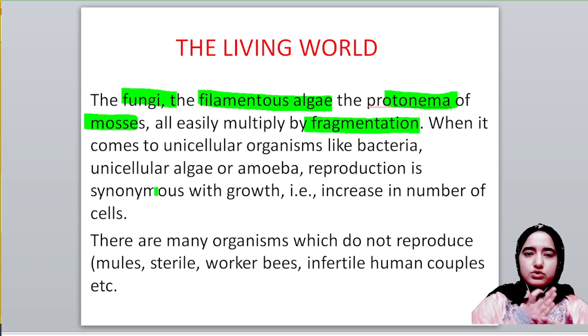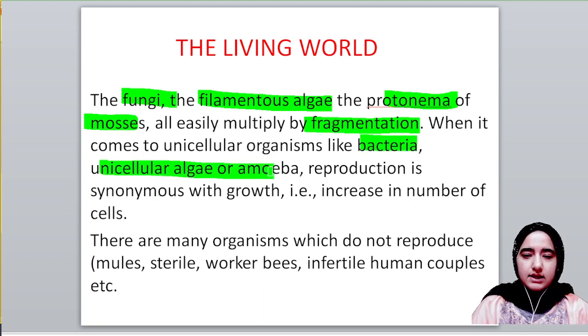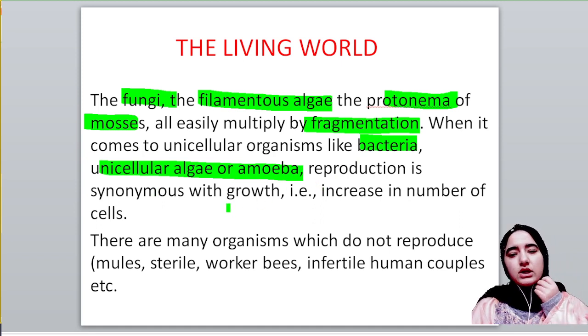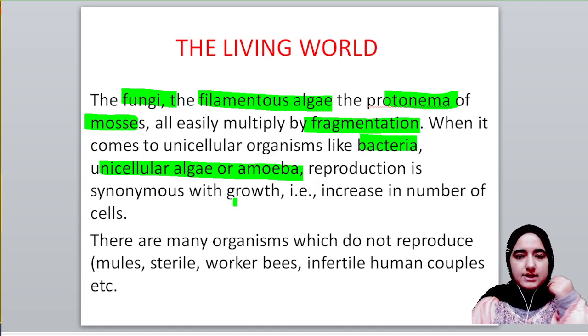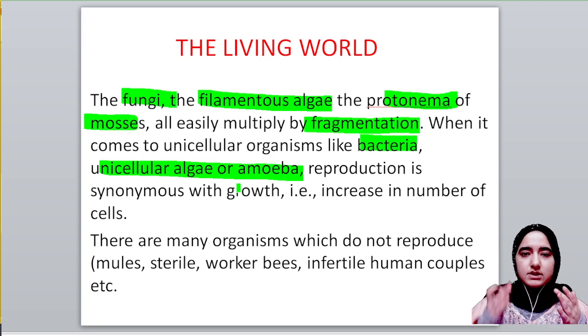If the body gets divided into so many fragments, each fragment will be able to give rise to new organisms. Talking about bacteria, unicellular algae, amoeba, reproduction is synonymous with growth, as I already mentioned. Since unicellular organisms try to grow, they just divide their cells. Reproduction is nothing but cell division. That's why through cell division they are able to produce new offsprings.